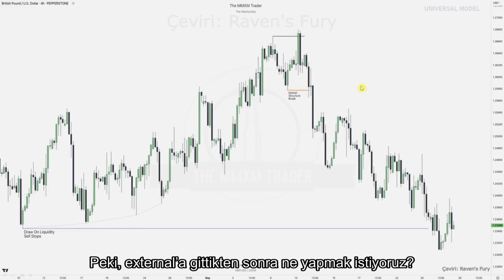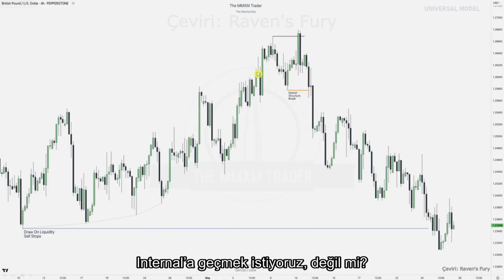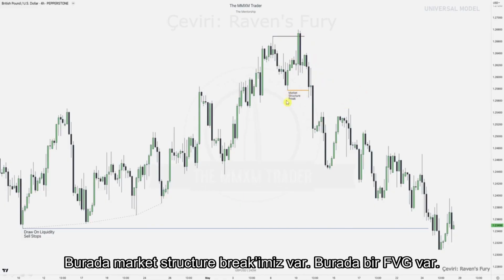So now what do we want to do after we go external? We want to go internal, right? So we got that break of market structure down here.